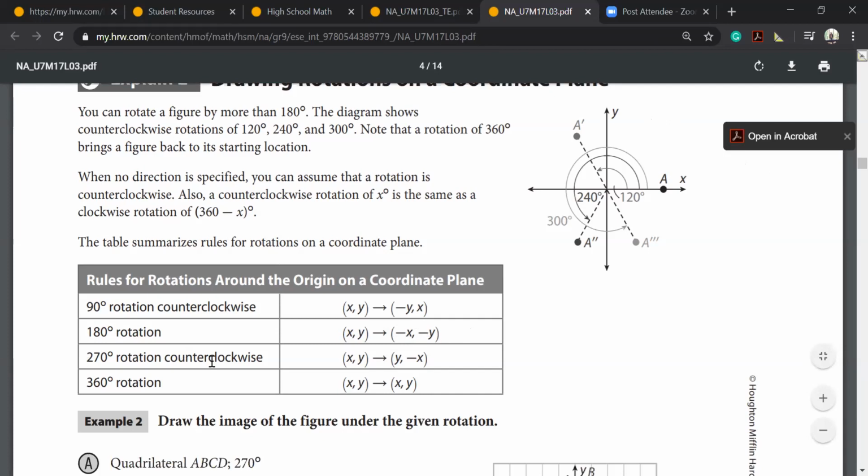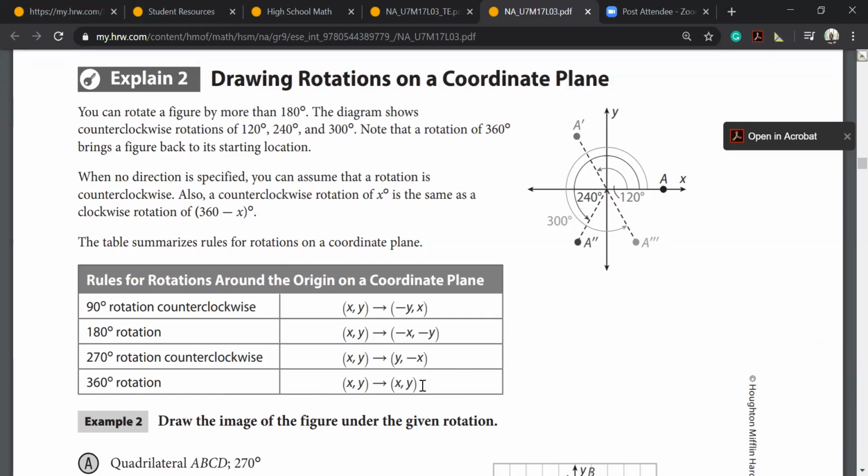What about the 270 rotation counterclockwise? Flip them and add this time a negative for X. I will flip Y and X and I will add a negative for X. What about the 360 rotation? We said before 360 means nothing happened. You will land in the same place. That's why X and Y will remain X and Y as they are.